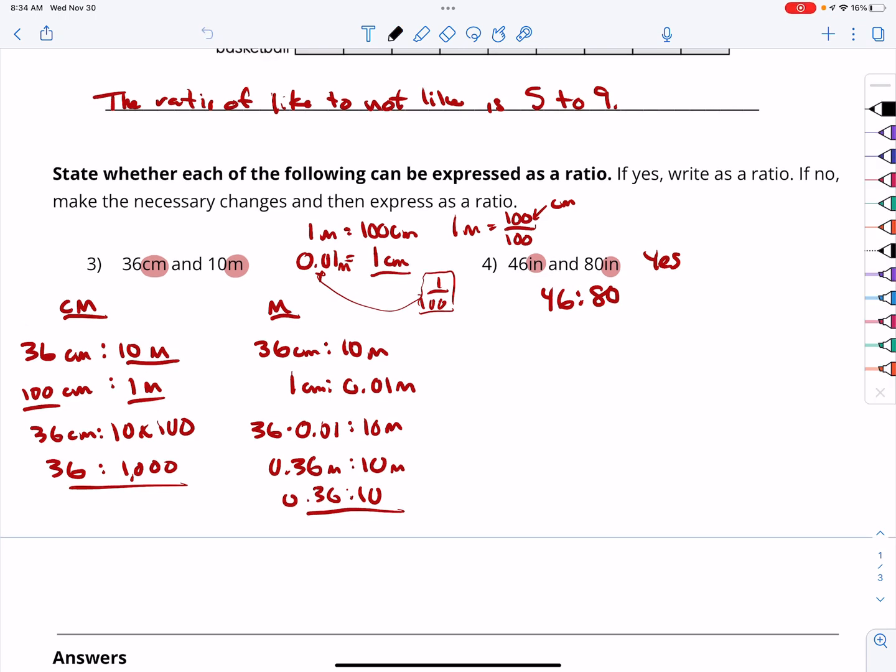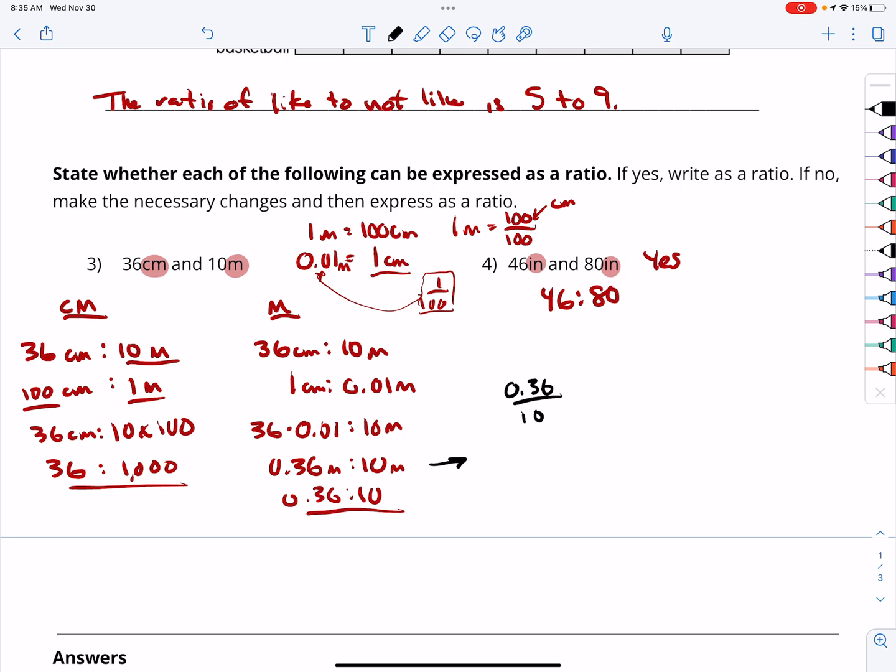I want to add a quick note about something that I made a mistake on here. For question number 3, when I converted everything to meters, I ended up here with 36 hundredths of a meter to 10 meters. And when we're dealing with ratios like that, we don't typically leave them as a decimal in that ratio. And that kind of goes back to when we talk about these as a fraction, where if you think of this in fraction form, you wouldn't want to leave a decimal in your numerator there. And so what we need to do is come up with an equivalent ratio that would include just whole numbers.